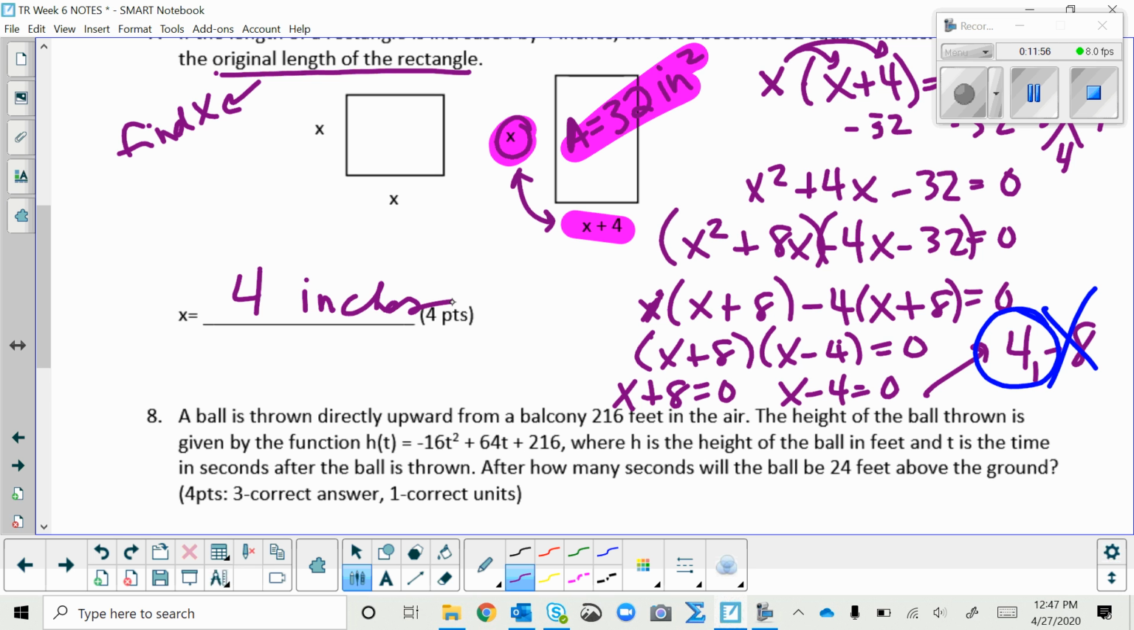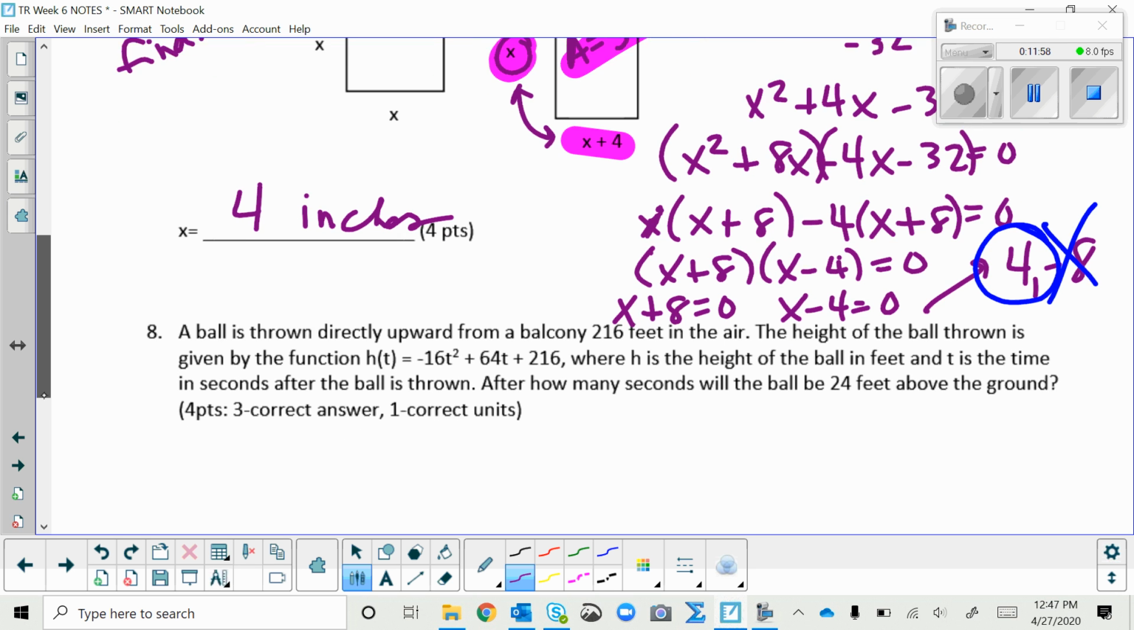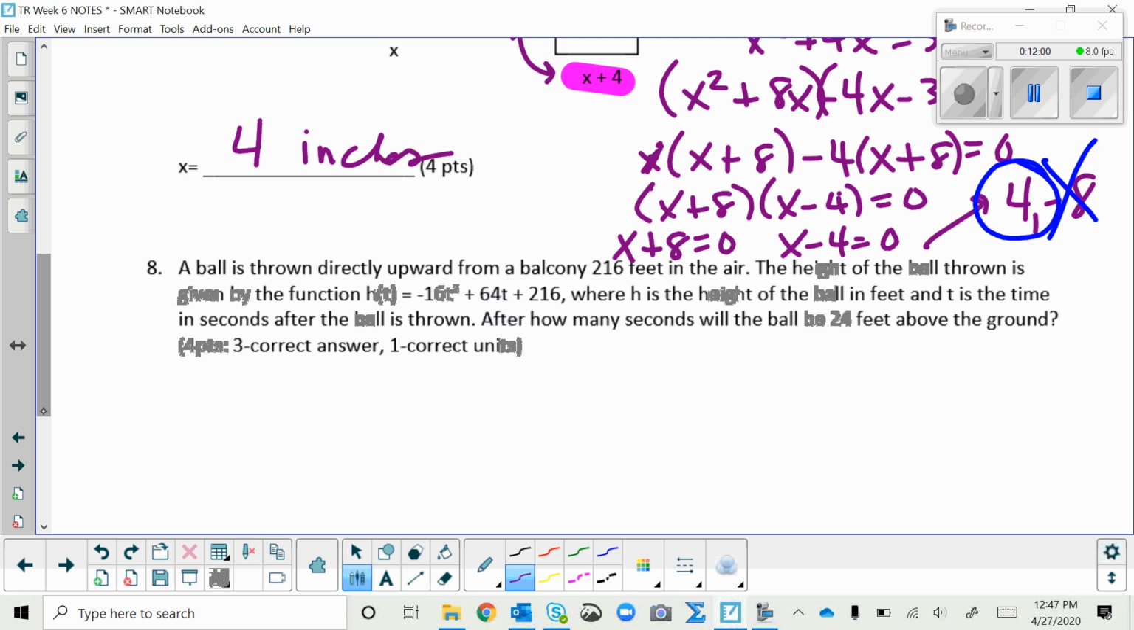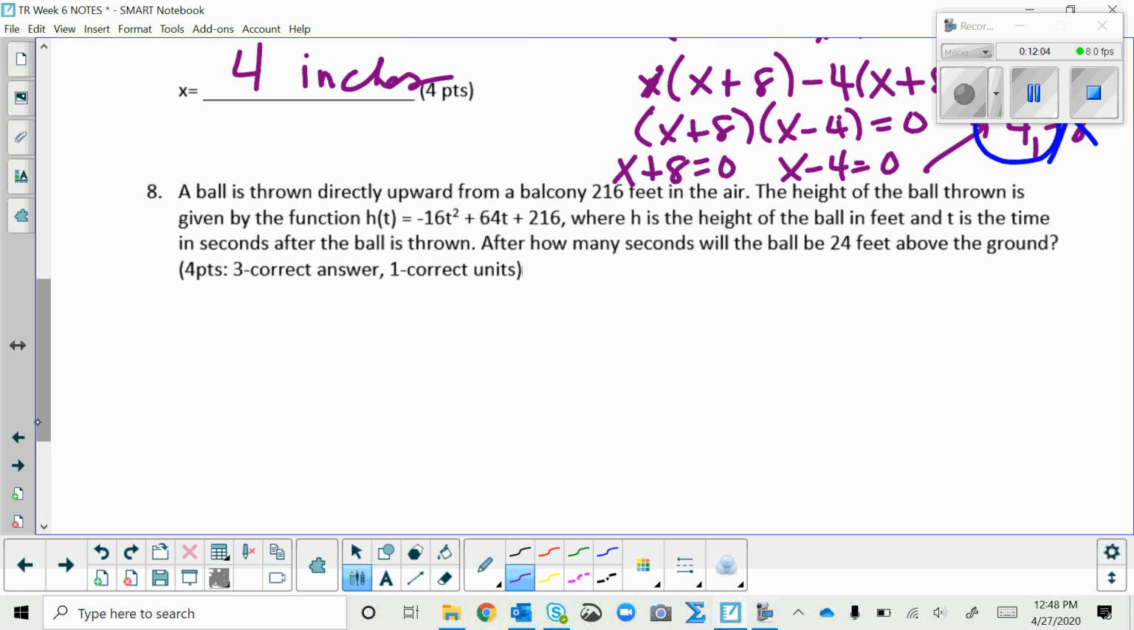Take a moment, pause your video, and read the last problem and just think about what it's telling you. Okay, here we go. Let's break this function down for a second. We have h of t equals negative 16t squared plus 64t plus 260.